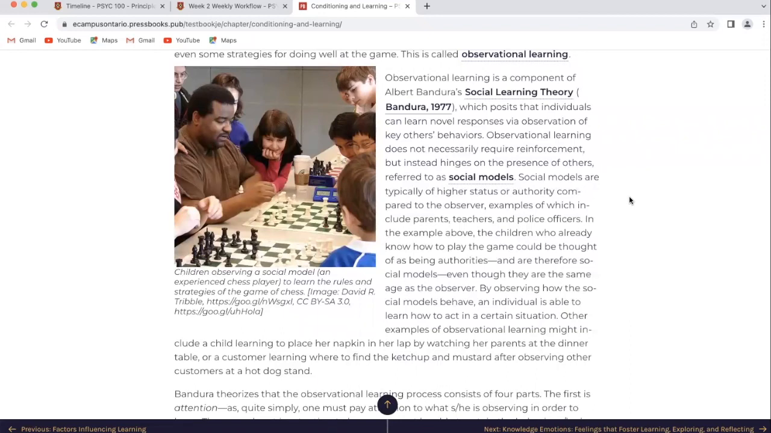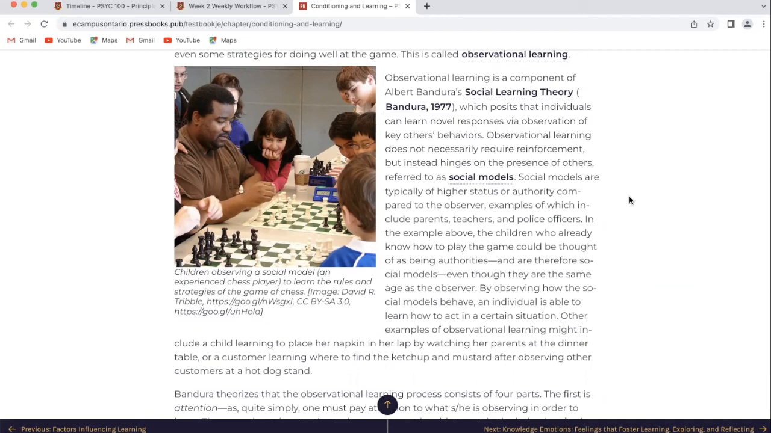to as social models. Social models are typically of higher status or authority compared to the observer, examples of which include parents, teachers, and police officers. In the example here, the children who have already known how to play the game of chess could be thought of as being authorities and are therefore social models, even though they are the same age as the observer. By observing how the social models behave, an individual is able to learn how to act in a certain situation.